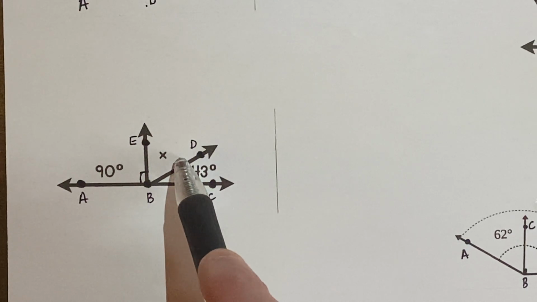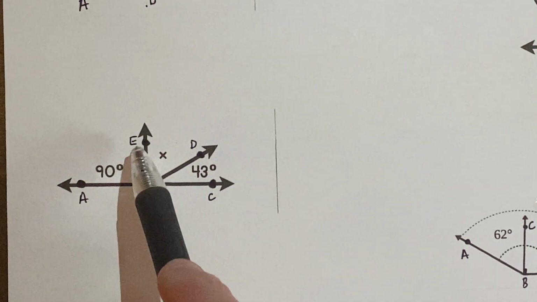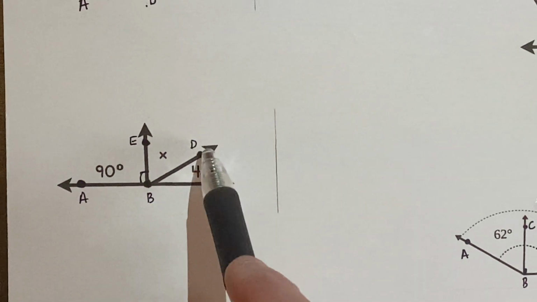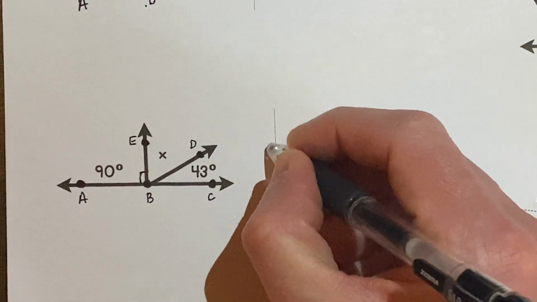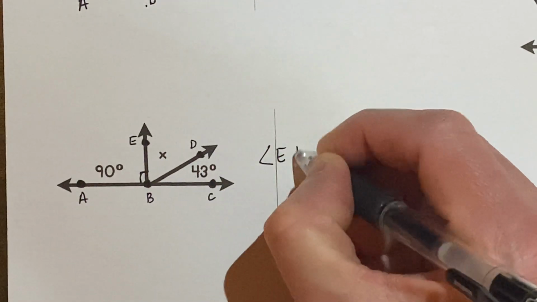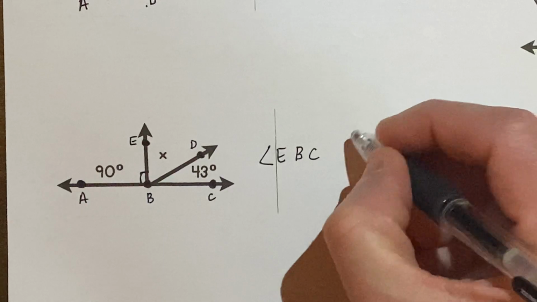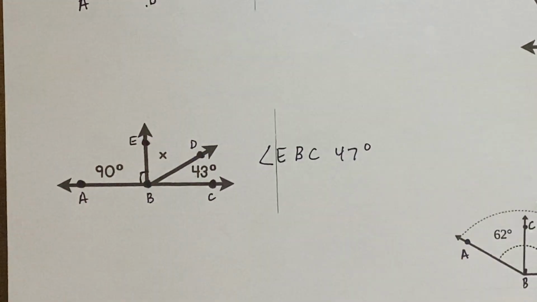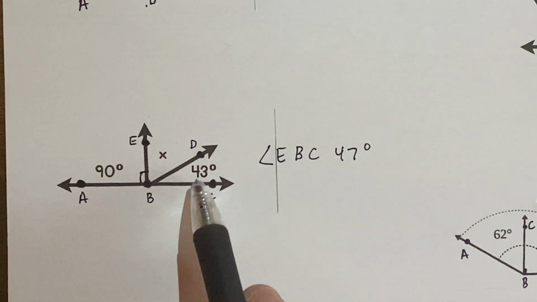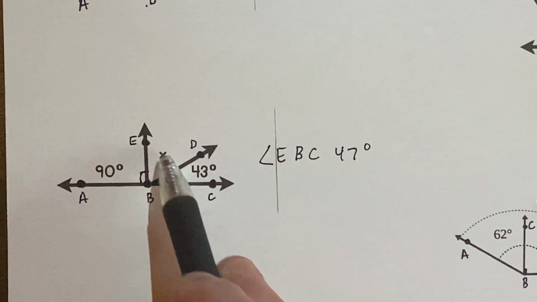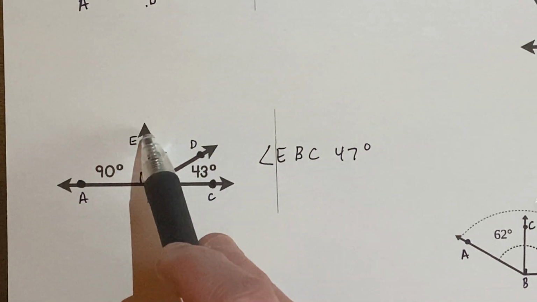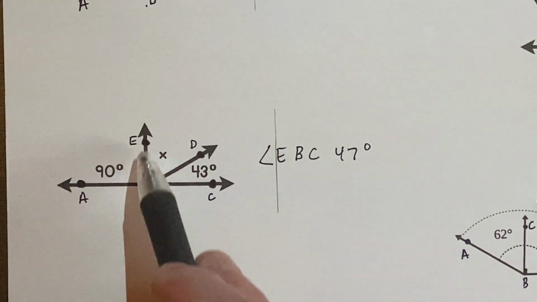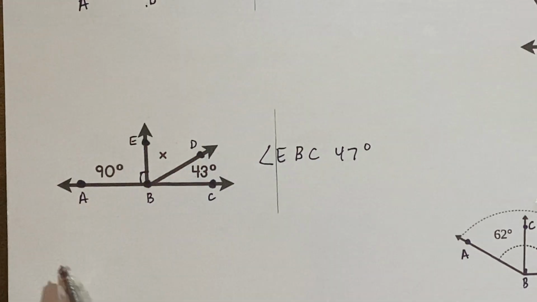Correct, 47 degrees. So angle EBD, this X, is 47 degrees. So I will write angle EBC is 47 degrees. And so 47 plus 43 degrees, that's 90, which would make up this 90. And in the left side, 90-degree angle, EBA or ABE is 90. So 90 and 90, we have 180 degrees, which is this straight line.